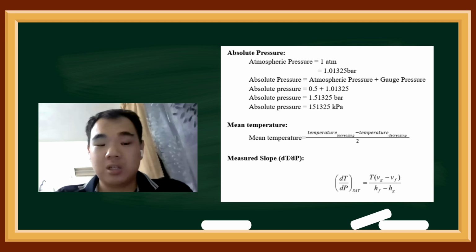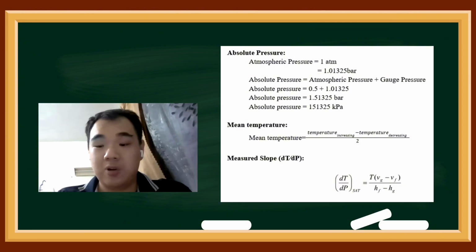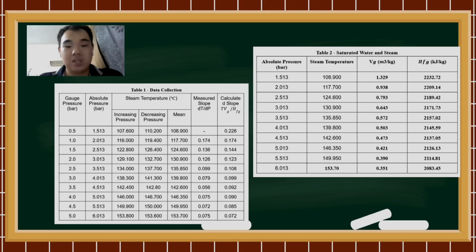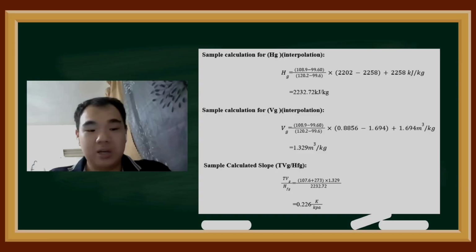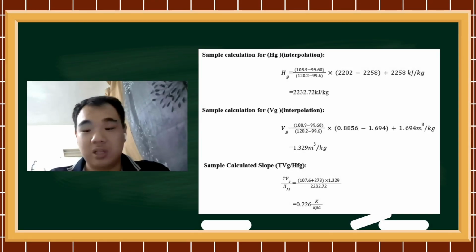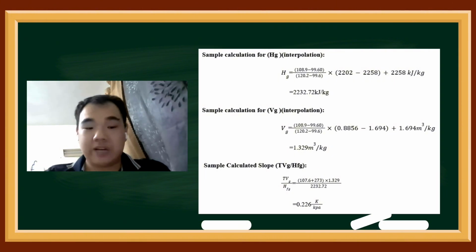Then we need to measure the slope. The temperature slope is equal to dT over dP, which is equal to temperature times the difference between the volume of the steam and the volume of the water, divided by the heat of vaporization. This one is the table for our data observations, and this one is the table for the calculation to determine the volume of the steam and the heat of vaporization. Here we have three sample calculations to determine the volume of the steam, the enthalpy of the steam, and the calculated slope.